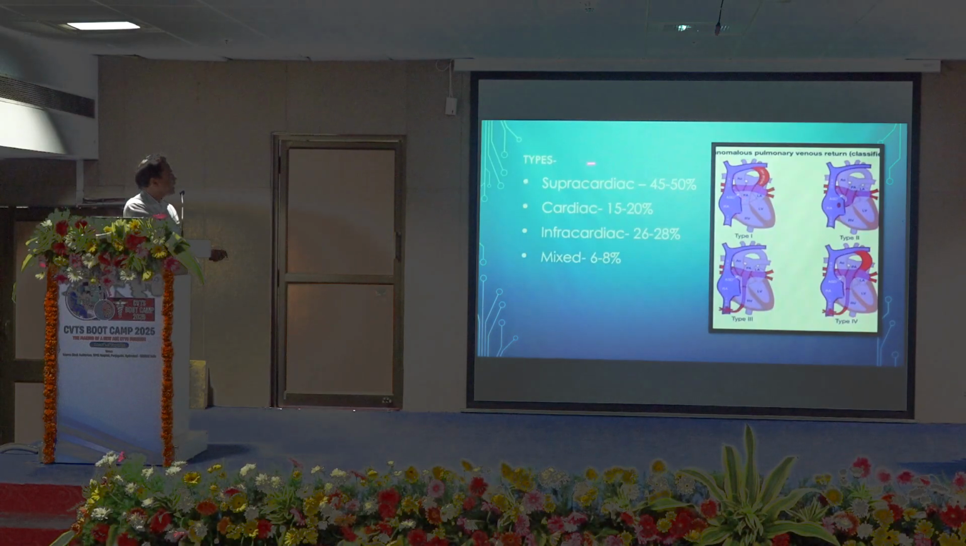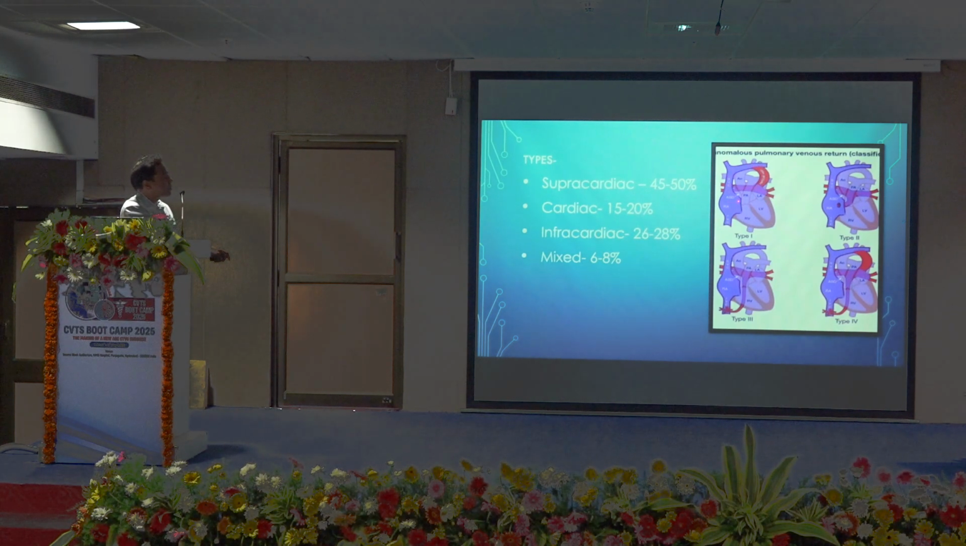So these are the various types of TAPVC. Supracardiac, which is the most common variety, 45 to 50%. Cardiac variety, infracardiac variety, and mixed variety. In the supracardiac variety, you see the common chamber which is behind the heart. All the pulmonary veins are joining the common chamber, and from the common chamber, a vertical vein ascends, joining the innominate vein, and through that, the blood flow comes to the right side of the heart.